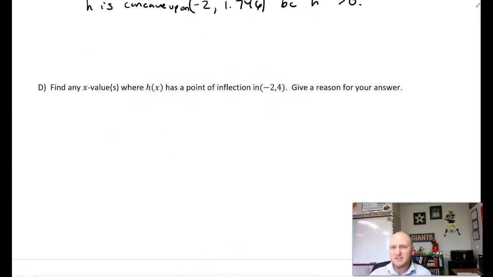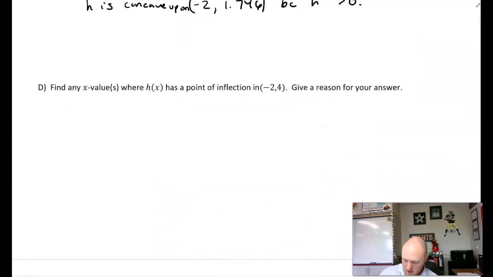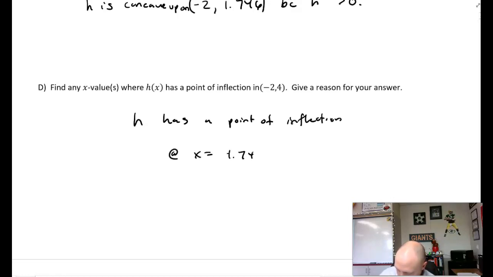All right, and the last question, D, where does h of x have a point of inflection in -2 to 4? Well, again, that's when our concavity changes. So looking at our function, that's going to change right here at 1.746. So h has a point of inflection at x equals 1.746 because h double prime changes signs.